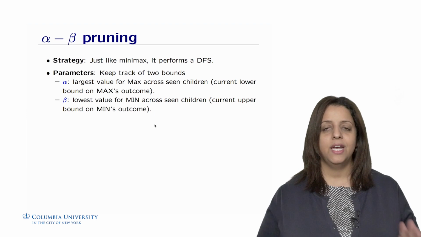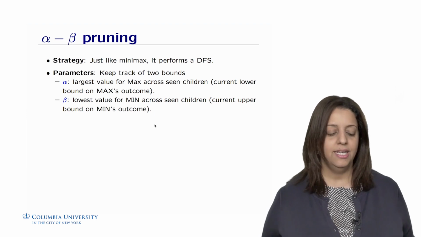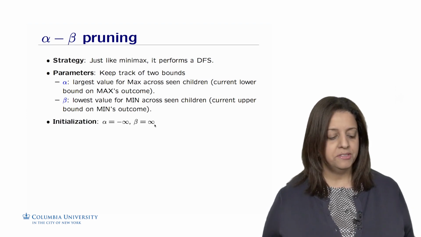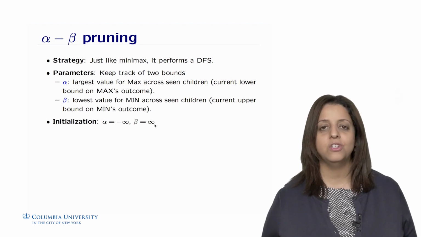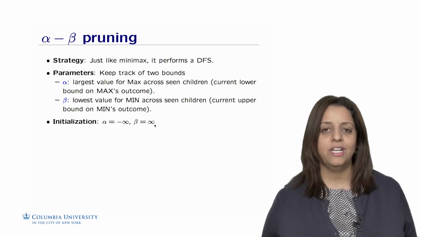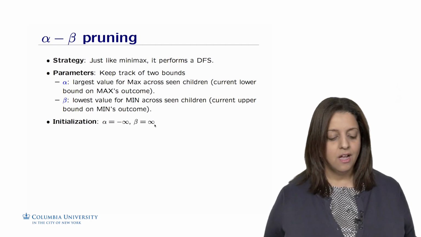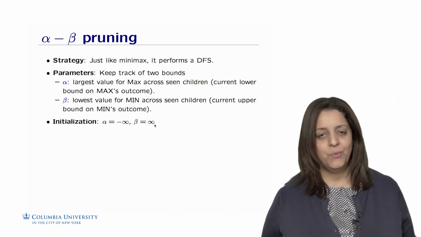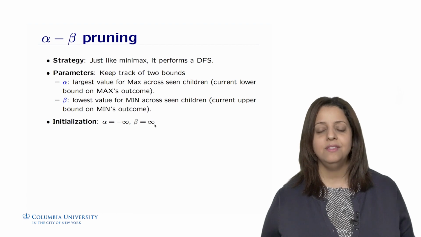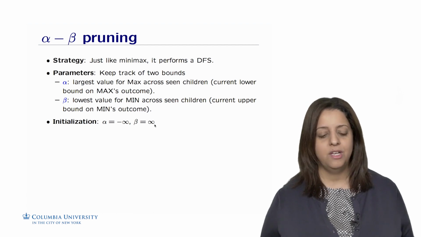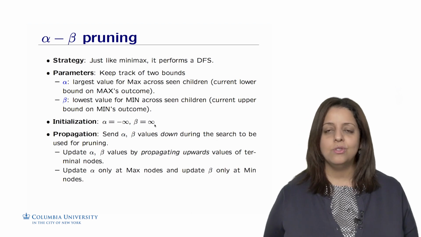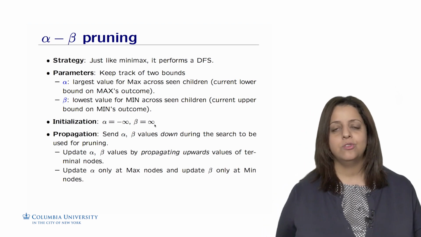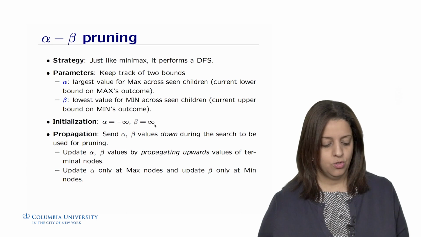So we're going to carry this alpha and beta along the search tree, and we're going to initialize them by putting alpha to minus infinity. This is like the worst case scenario. We want to find the largest value, and so far there is no largest value, so it's minus infinity. For beta, it's the other way around, so it's going to be plus infinity because we are trying to find the minimum, and for now we don't know yet what the minimum is. So the propagation is also very important. As we explore the search tree, we're going to send alpha and beta down the tree.